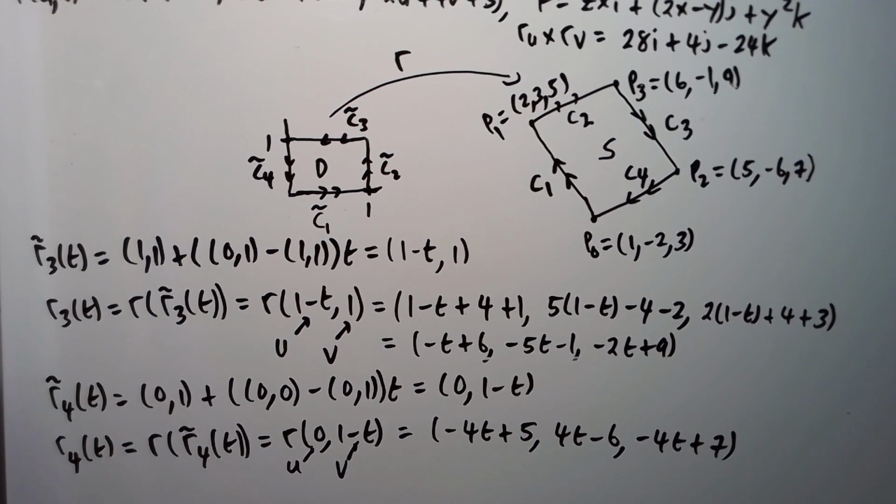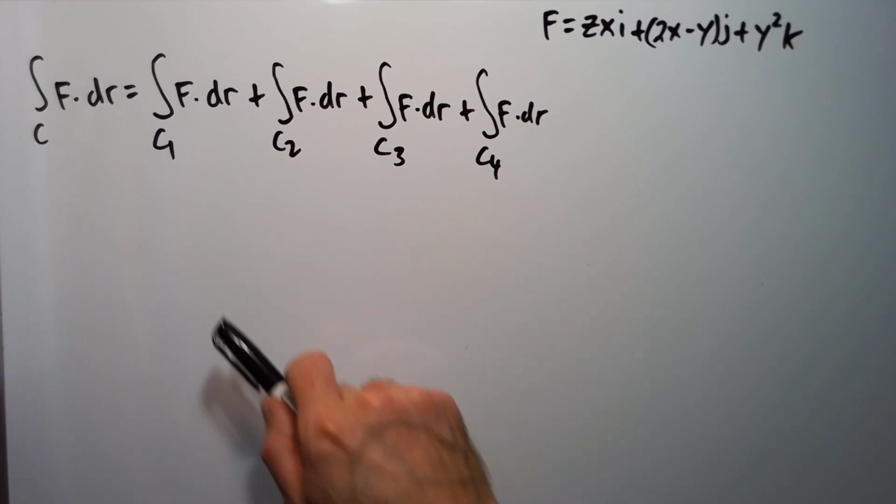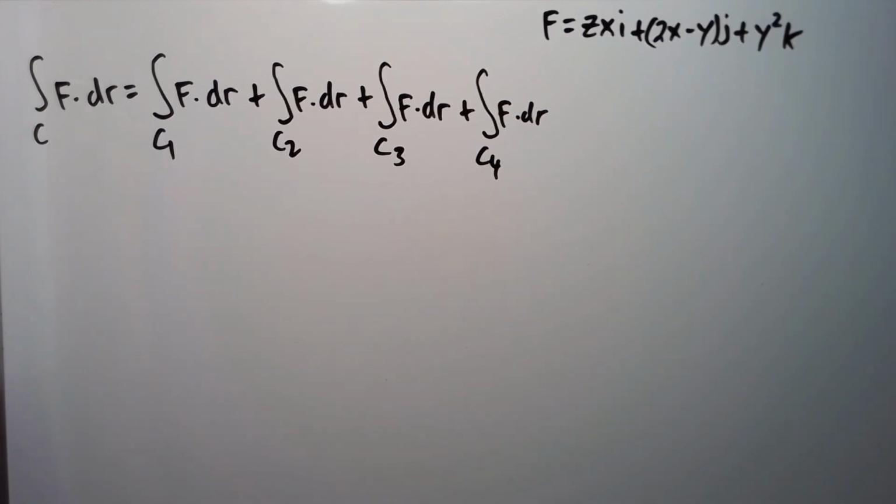Okay, so now we're ready to start doing the line integrals. Let me just summarize what we have so far. To find the line integral of F around C, we'll do around C1, C2, C3, and C4. So we have 4 guys to do, so let's start doing each one. Let's do the C1 guy first.